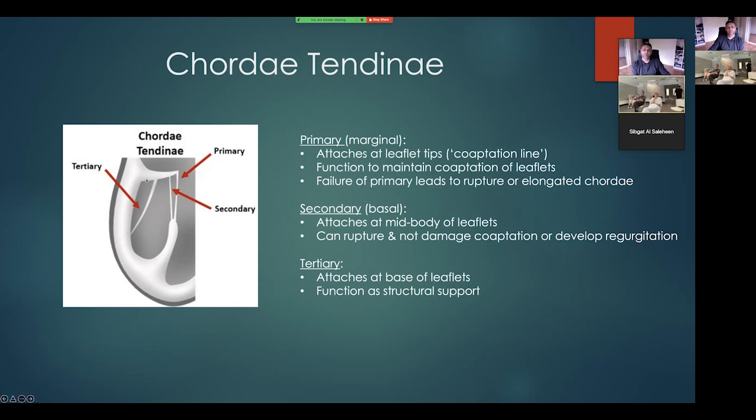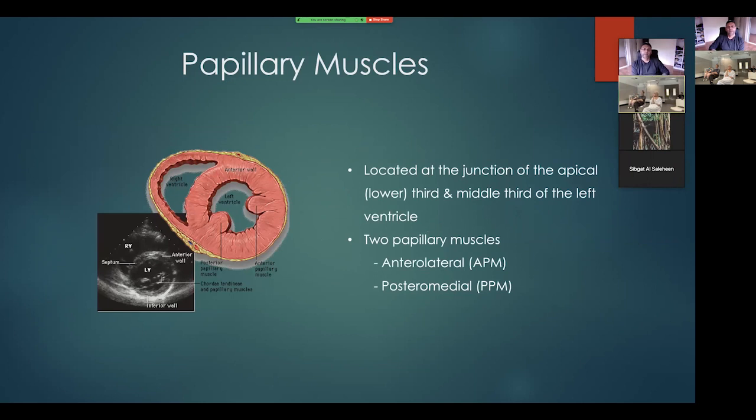Whereas the tertiary chordae are mainly a support structure. Again, it will not matter if there's any prolapse or rupture of these chordae. There may be an elongated tendon or something, but there may not be any regurgitation. That's why the primary chordae tendineae are most important. Then the papillary muscles: there are two, anterolateral and posteromedial, and normally they attach at the apical third and the middle third of the left ventricle.